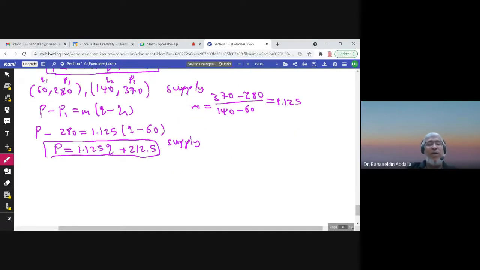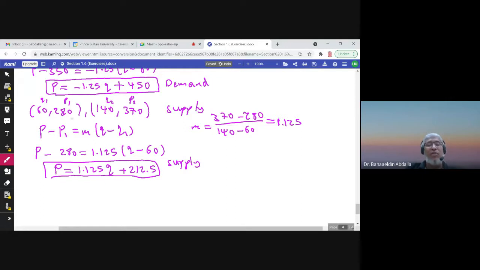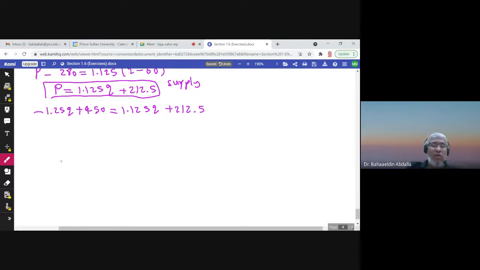Now to find the equilibrium price, the two functions should be equal. So P equals P, so negative 1.25 Q plus 450 should be equal to 1.125 Q plus 212.5. And we solve this equation for Q. So we have negative 1.25 and taking 1.125 to the other side, we will have negative 2.375 Q equals 212.5 minus 450 when you take it to the other side. So I will have negative 237.5. And now dividing this by negative 2.375, you will get 100.